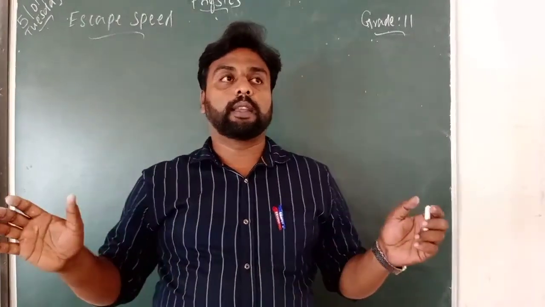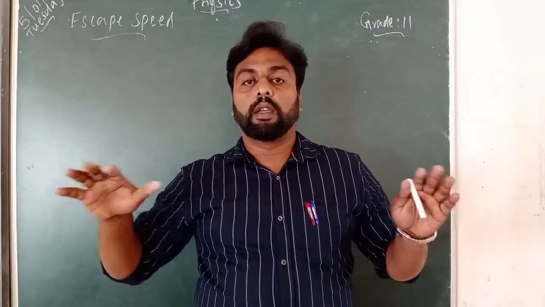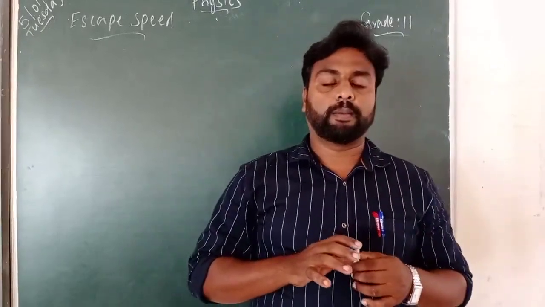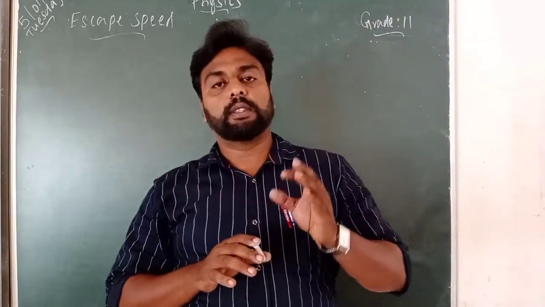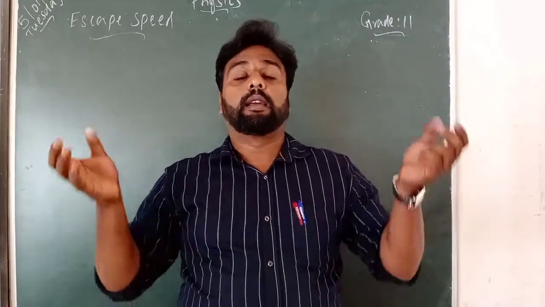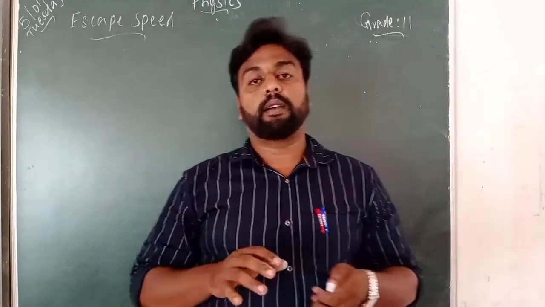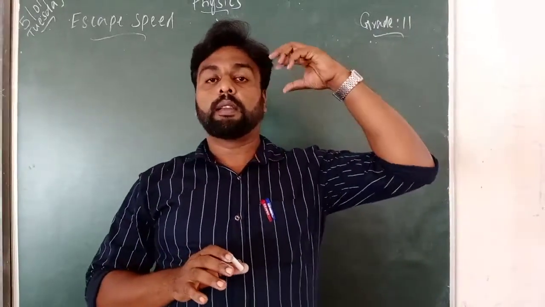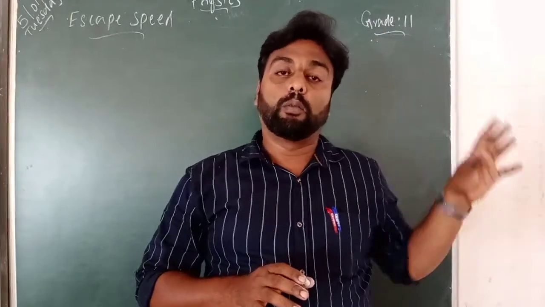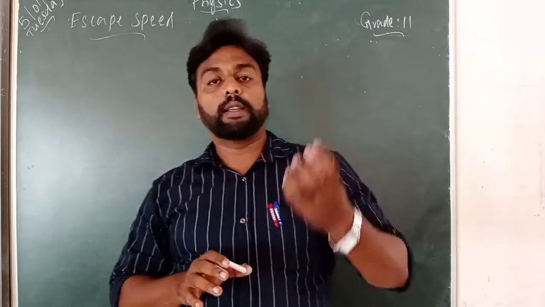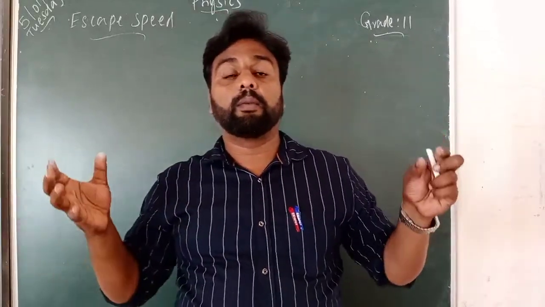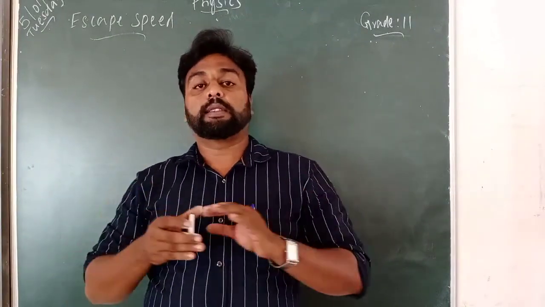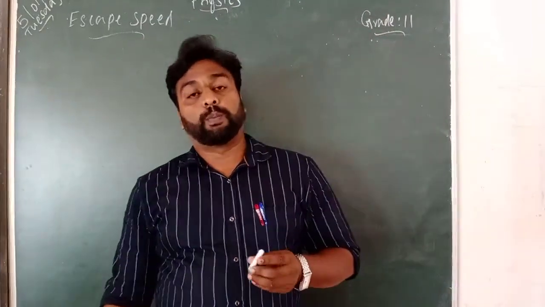Like that, you know this thing. In this universe, hydrogen and helium are the most abundant material. But on the Earth's surface, the presence of hydrogen and helium is less when compared to nitrogen and oxygen. What is the reason? In the universe, hydrogen and helium are mostly abundant, but why is the amount of hydrogen and helium less on the Earth's surface? That is what we are going to study now, escape speed.